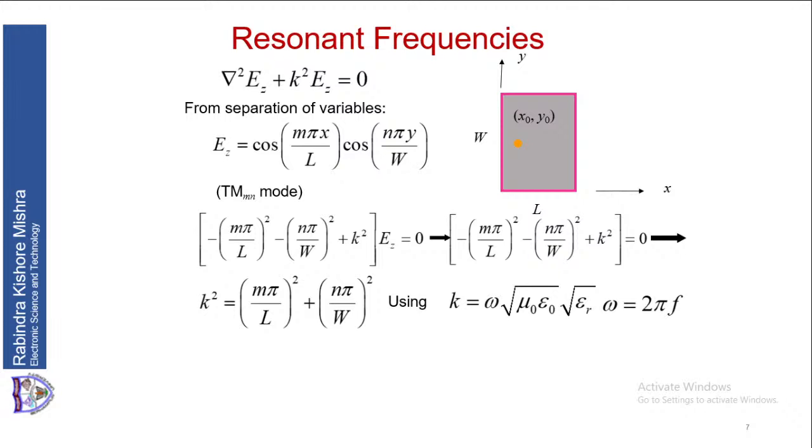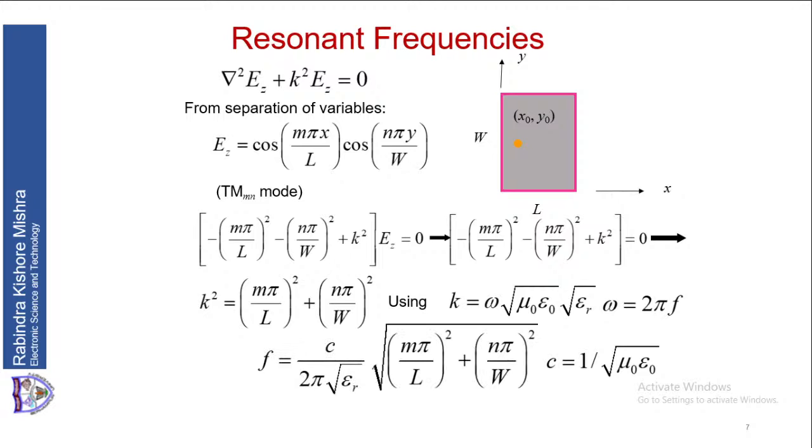Therefore, we can write k is equal to omega root over of mu 0 epsilon 0 into root over of epsilon r, where omega, as you know, is equal to 2 pi times f. Then you know c, the speed of light in free space, is equal to 1 by root over of mu 0 epsilon 0. Use all these things for k square. So using this, we will get f is equal to c by 2 pi root over of epsilon r into square root of (m pi by L) square plus (n pi by W) square. So this is the expression for the resonant frequency of a microstrip antenna in the mnth mode.